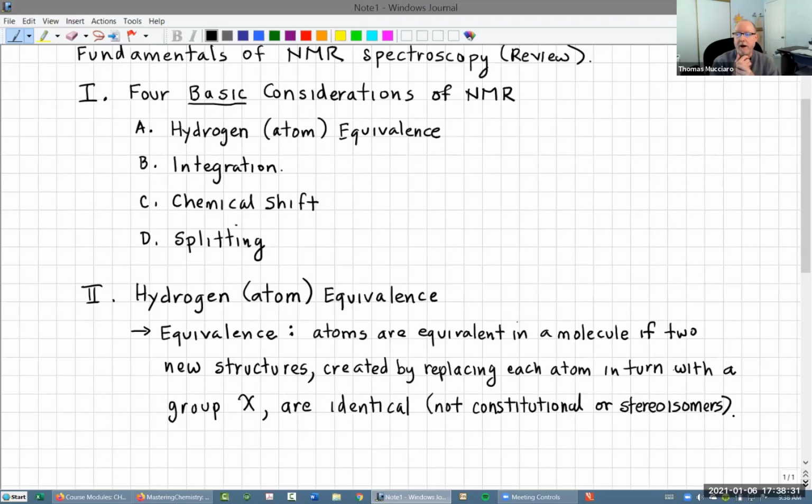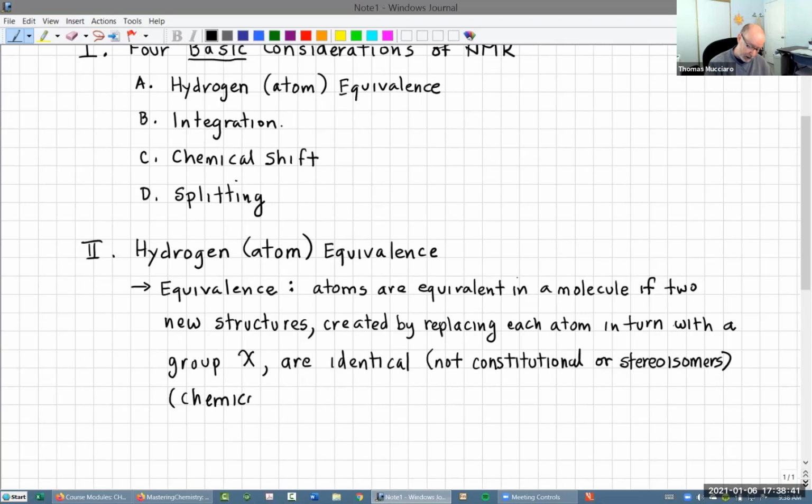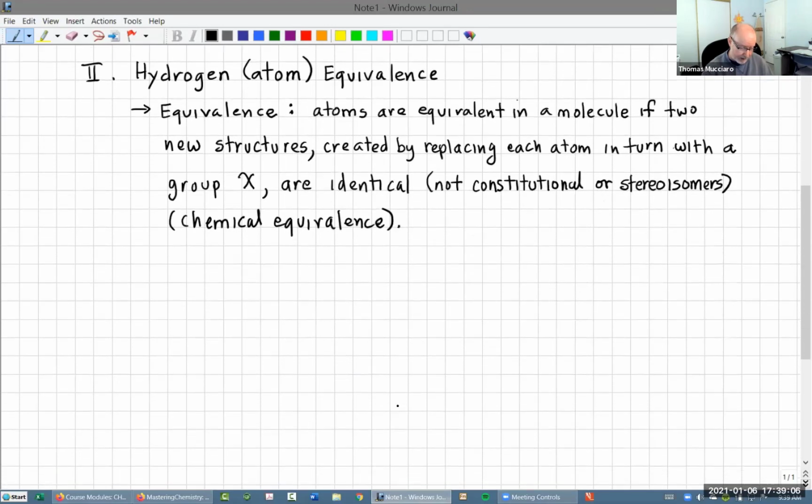They can be not magnetically equivalent. This is generally called chemical equivalence. Okay? So tomorrow we're going to talk about magnetic equivalence, and we're going to talk about also stereoisomer non-equivalence, like if the two things are diastereomers. Okay? All right, so let me show you an example of this. Okay, or some examples, just really quickly.